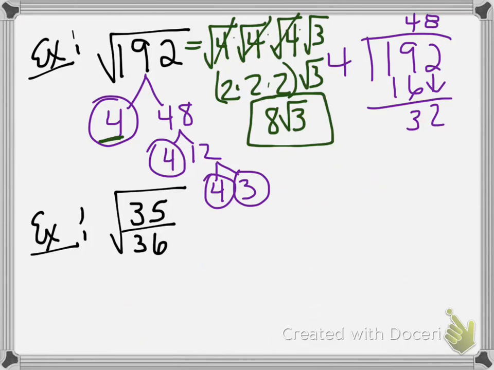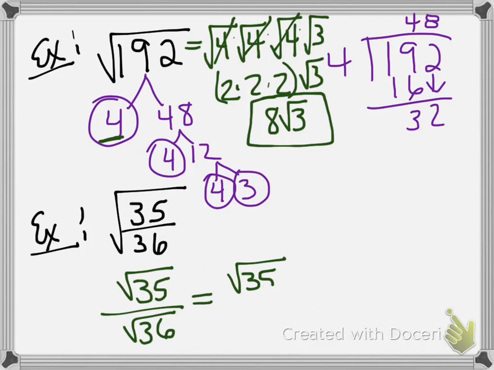Okay, for the next example, I have the square root of 35 divided by 36. The first thing you want to do anytime you have a fraction is separate the numerator from the denominator. So the square root of 35 over 36 can be simplified into the square root of 35 divided by the square root of 36. And that's a good simplifying tool because the square root of 35 does not simplify, but the square root of 36 is 6. So this is the simplified form, the square root of 35 over 6.